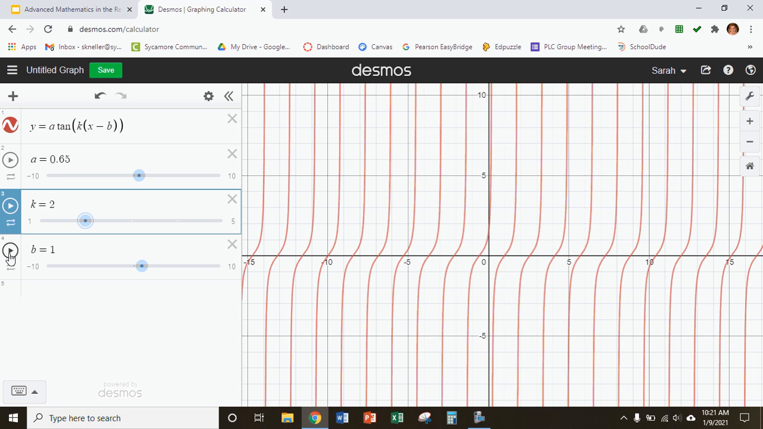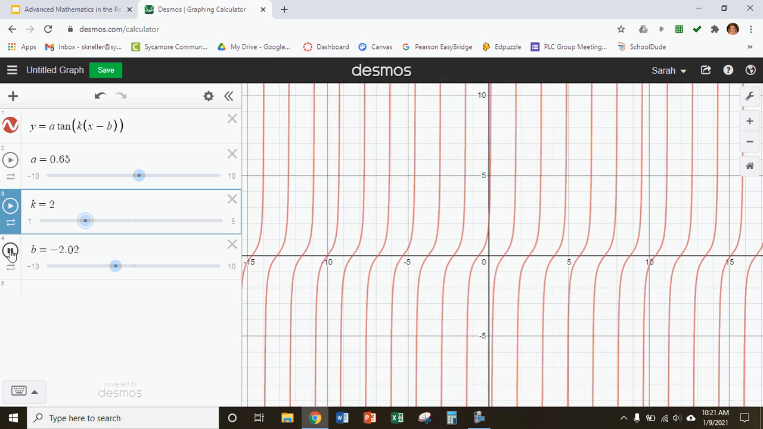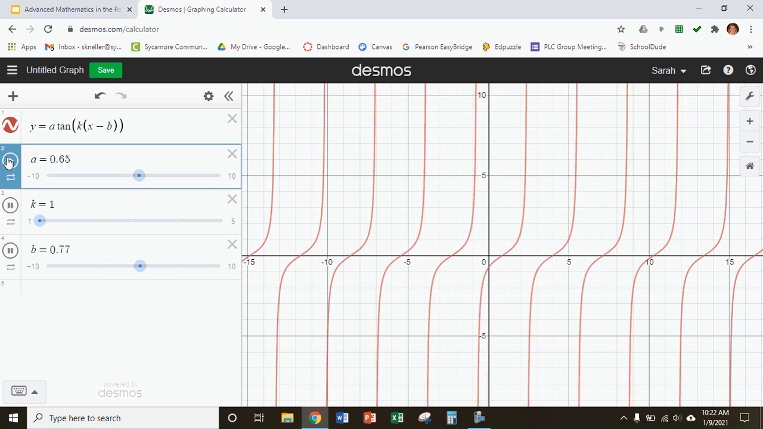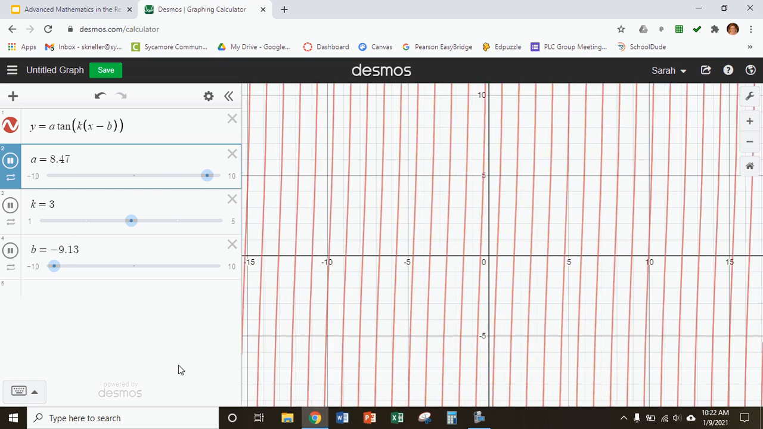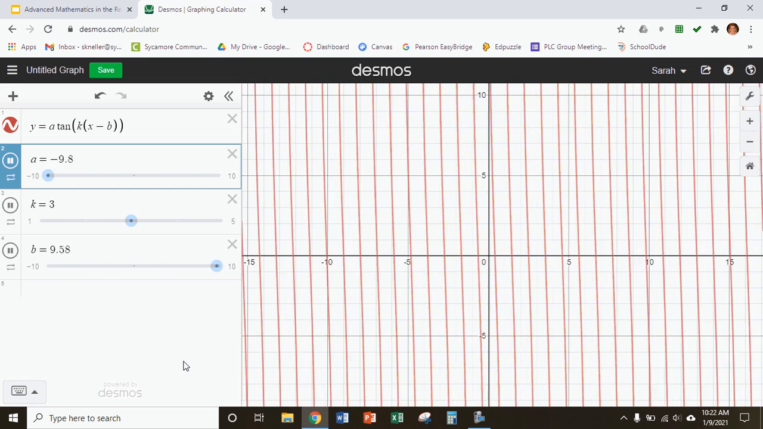Okay. And then B again just moves it left and right, just like it did before. So those characteristics that apply to sine and cosine also apply to the tangent graph. And if you want to animate all of them at once, it looks kind of cool, looks a little weird, a little trippy maybe. Okay.